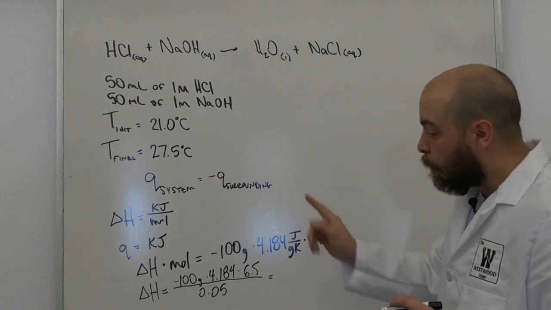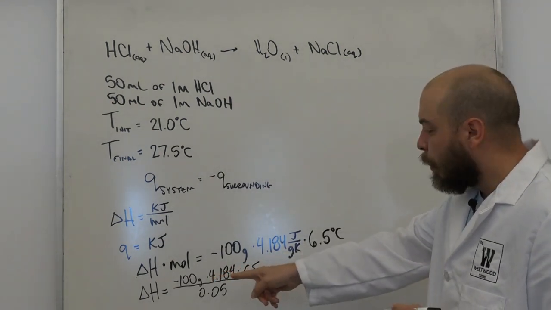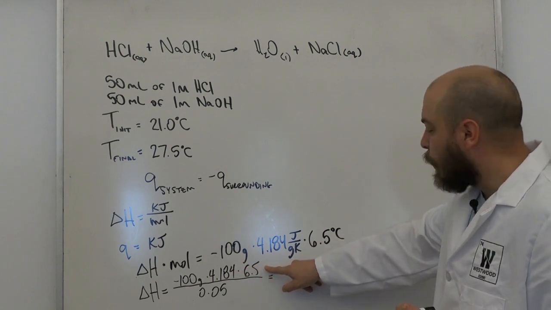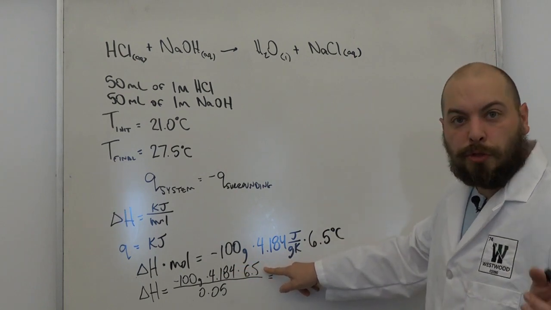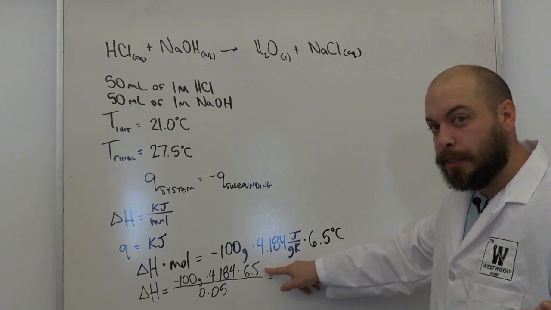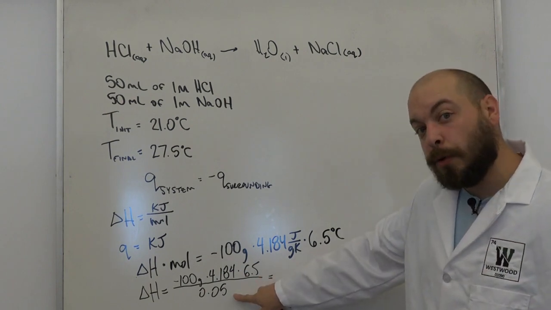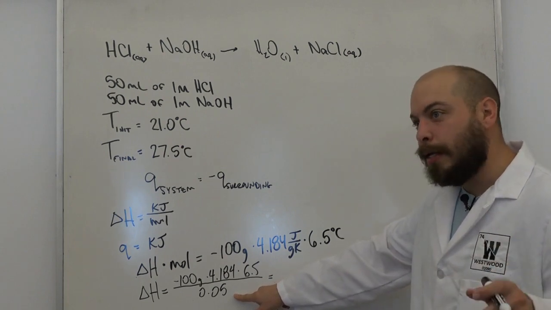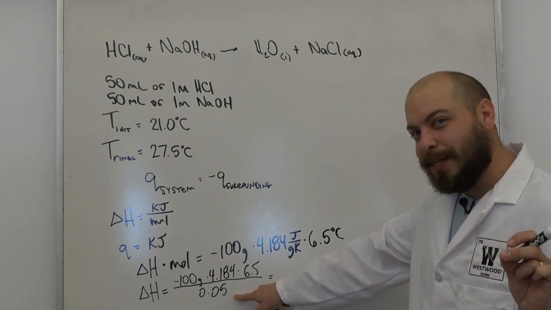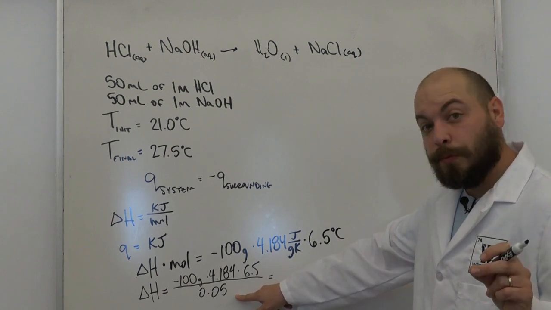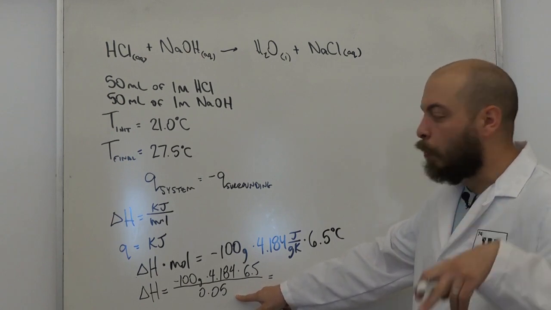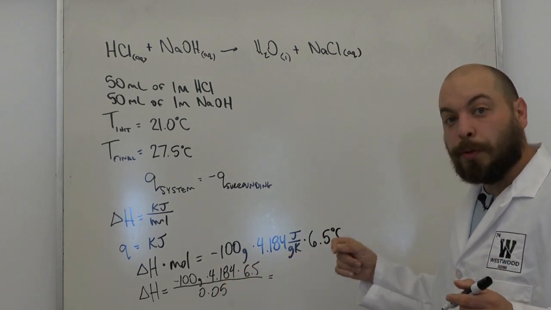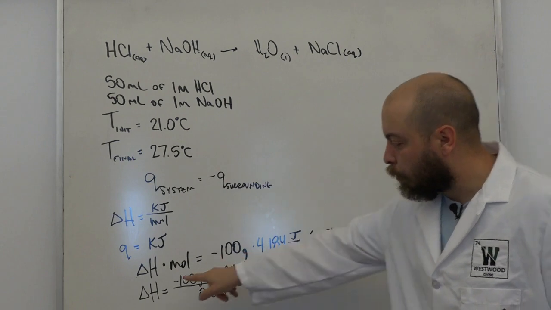So we're going to solve for my delta H at this point. So 100 grams times 4.184 times 6.5, that multiplies together to give me 2,719.6 divided by 0.05, and that gives me 54,392 joules. If we want my delta H in kilojoules, then in kilojoules it's going to be 54.392. Be careful, remember that negative.